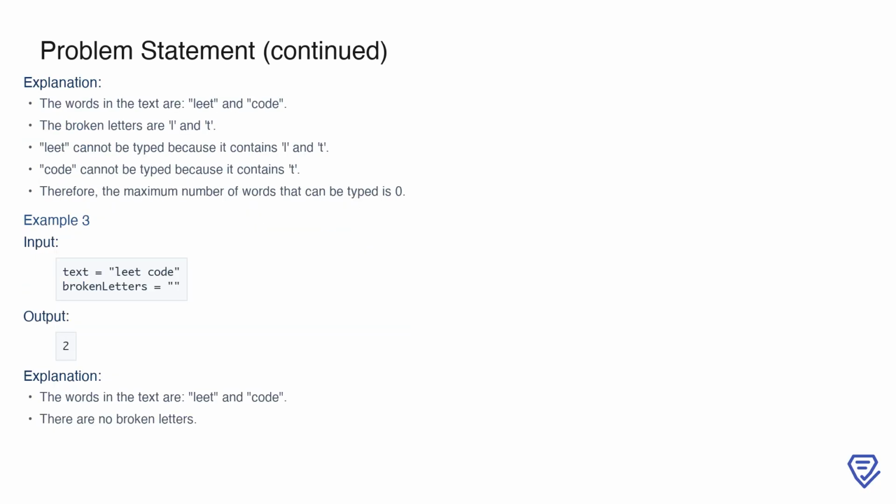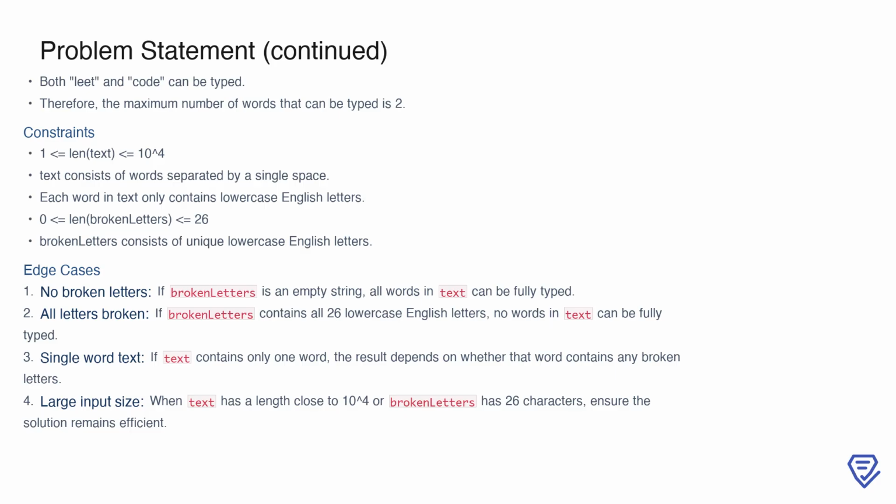In the third example, the text remains "Leet Code," but this time, there are no broken letters. This means that all keys on the keyboard are functioning properly. The words are Leet and Code. Since there are no broken letters, both Leet and Code can be fully typed without any issue. Therefore, the maximum number of words that can be typed in this situation is 2. This example highlights the case where the absence of broken letters allows every word in the text to be typed.